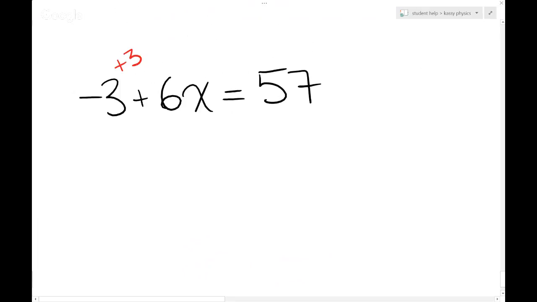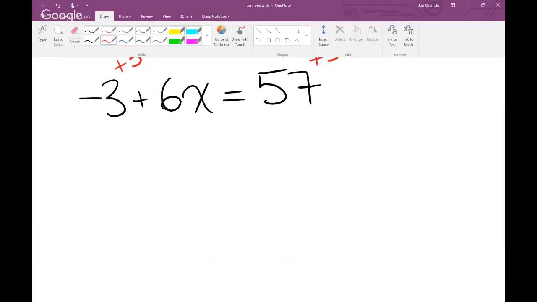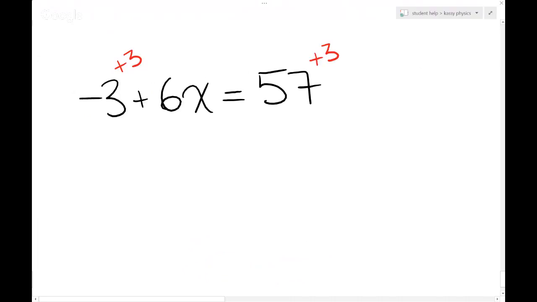But the only rule of algebra, of course, is what we do to one side of an equation, we have to do to the other side of an equation. Just like that. And that would give us our next line. Well, negative 3 plus 3 is 0. So the only thing left over here is 6x equals, well, 57 plus 3 is 60. So there we are.